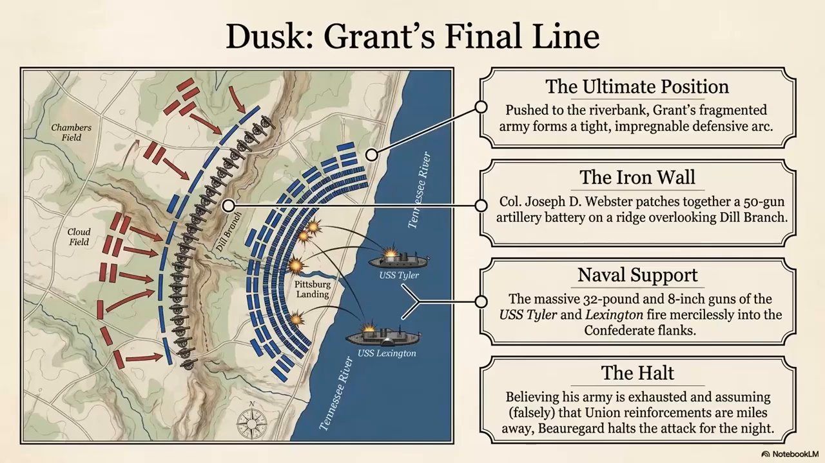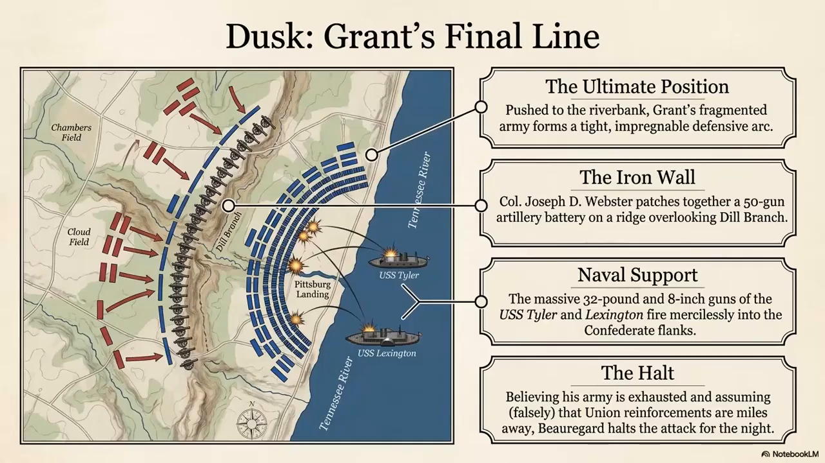As twilight falls, we witness the climax of the first day's fighting. Dusk, Grant's final line. Pushed back to the very brink of the Tennessee River, Grant's fragmented army rallies to form a tight, impregnable defensive arc. This ultimate position becomes an iron wall.